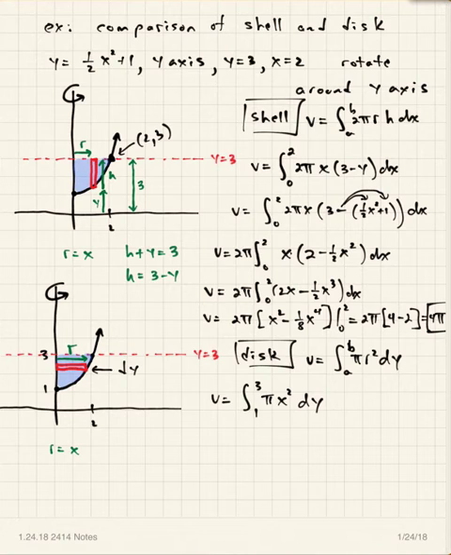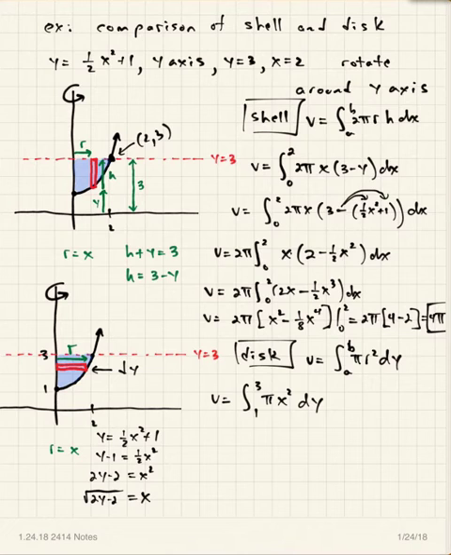So what's the problem here? The problem is I'm integrating with respect to y, but the expression involves x. And so I've got to solve for x here. I've got y equals 1/2 x squared plus 1, and so I've actually got to solve that for x. So I subtract 1. I multiply both sides by 2, and I get 2y minus 2 equals x squared. And then I take the square root, and I get the square root of 2y minus 2 is equal to x. Technically, it's plus or minus, but x is positive on my picture, so all I need is the positive square root there.